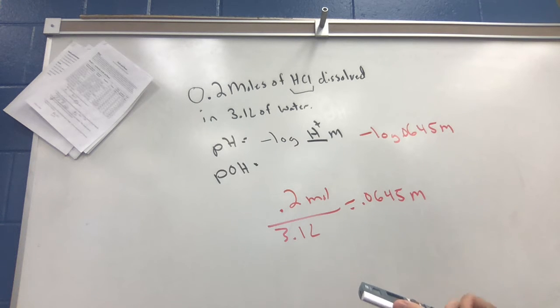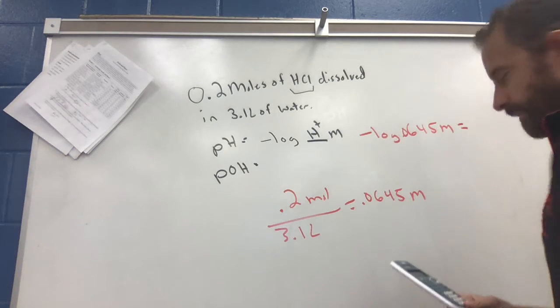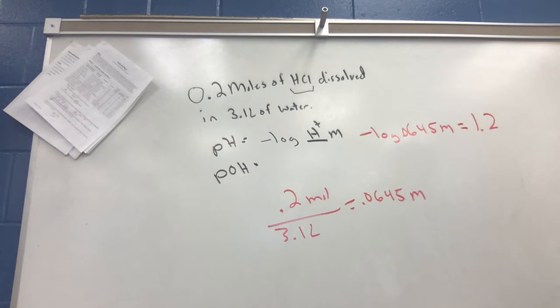So negative log of 0.0645 will give us a pH of 1.2. And then remember, there's no units on that, right? So fairly concentrated as far as on the pH scale kind of thing, right? So a pH of 1.2 on that.